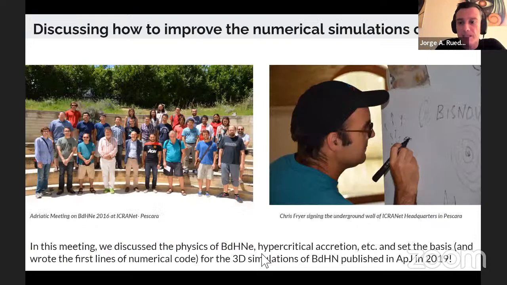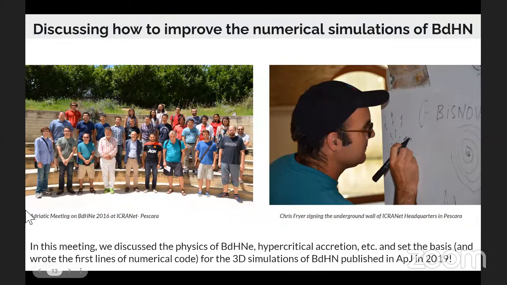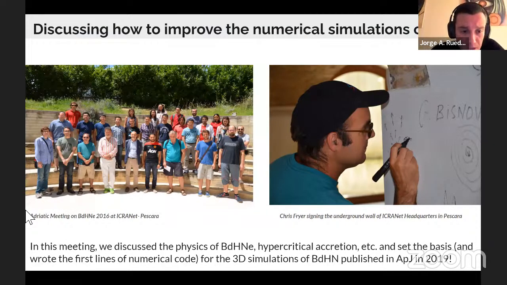These are some results, but then we have to move to more involved simulations, because there were still some approximations in the treatment. This was discussed at a meeting in 2016 in Pescara. This is the flyer signing the wall of the Pescara ICRANet headquarters. We started to discuss the possible inclusion of three-dimensional simulations into this model. It was a very successful discussion, and we were discussing writing the first lines of the new numerical code to do that.